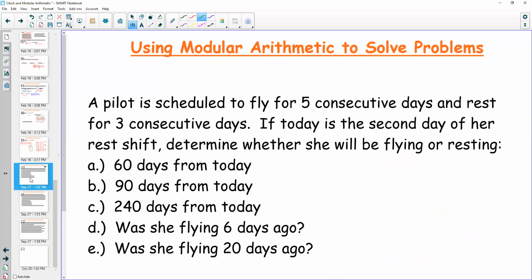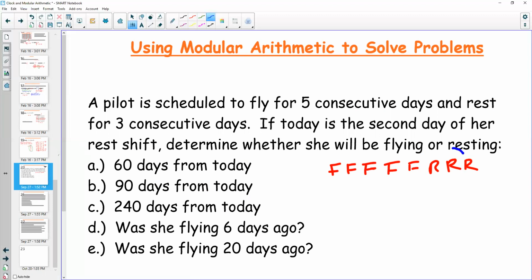All right, there's one more kind of thing to do from here. This is an application of the mod problems. So it's something like there's a pilot. He's scheduled to fly for 5 days and then rest for 3 days. Okay, so first what we do is we say fly, fly, fly, fly, fly. And then they're going to rest, rest, rest. And then they say to us, okay, today is the 2nd day of her rest shift.